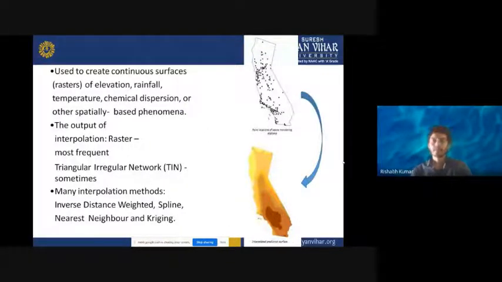So your interpolation is used to create surfaces, that is the raster surfaces, for example elevation, rainfall, temperature, chemical dispersion or other spatially based phenomena, है ना. तो आपका where do you use interpolation in spatial technologies? To generate a surface, है ना.